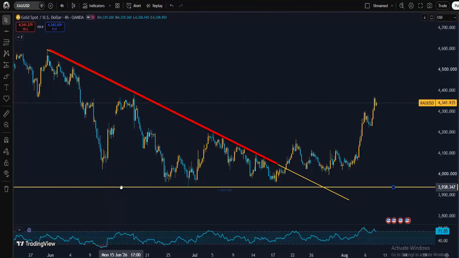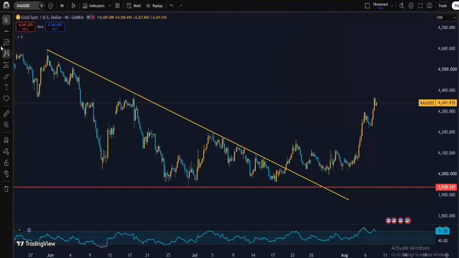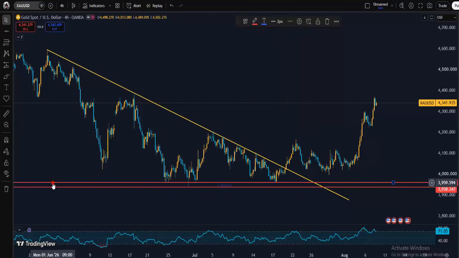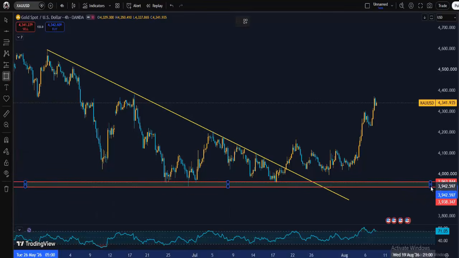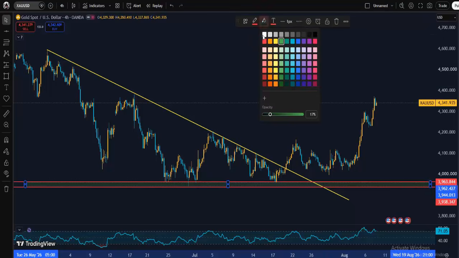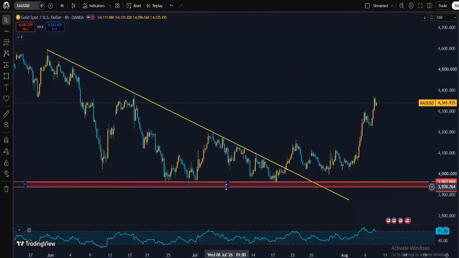Looking at the chart, we can clearly see a long-standing bearish descending trend line. This trend line connected multiple lower highs and acted as dynamic resistance throughout the previous bearish structure. For a significant period of time, gold remained below this trend line. Every major recovery toward the line faced selling pressure, which kept the broader market structure bearish.